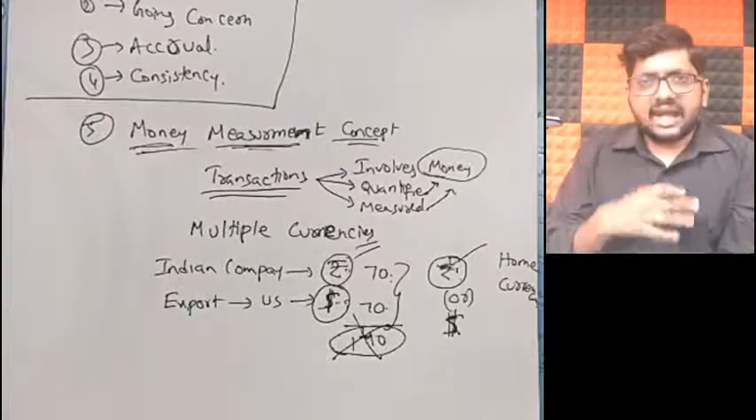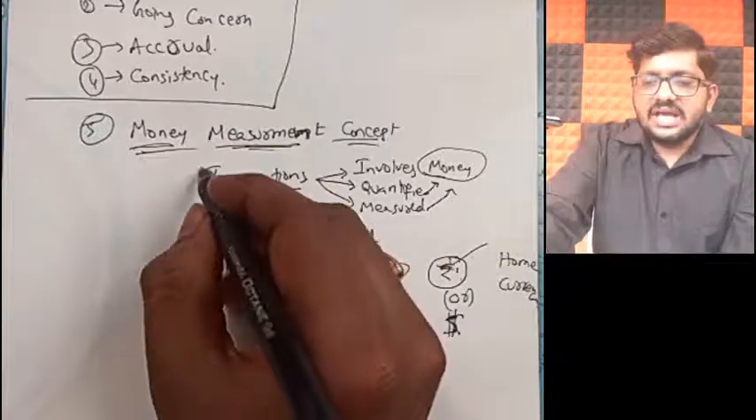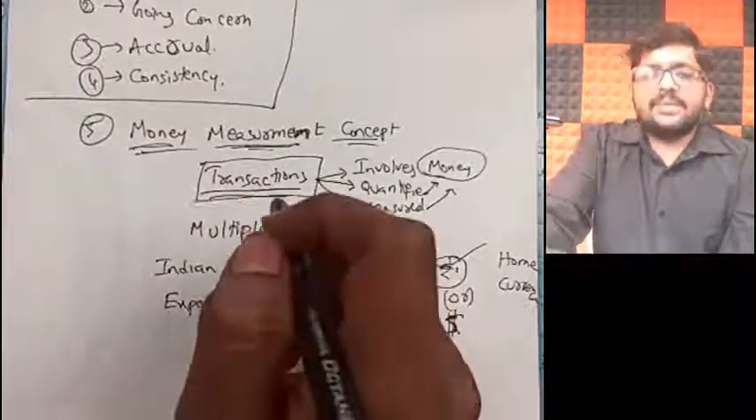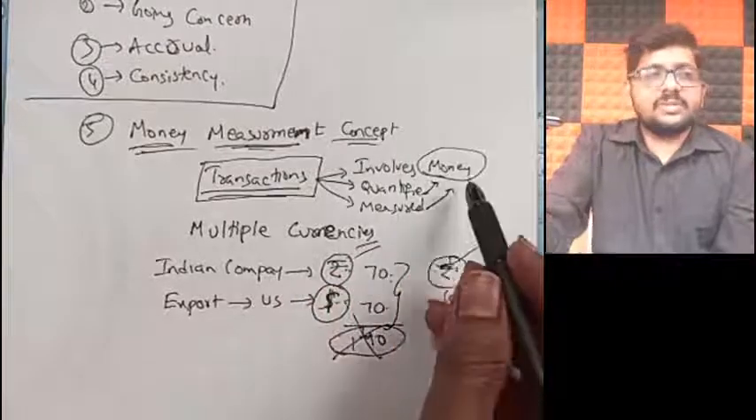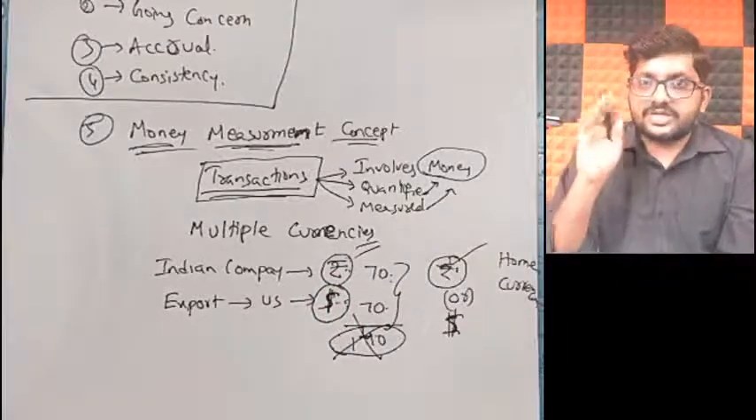Understanding, friends? So the first concept is that the transactions that are happening must be recorded. Transactions means those which involve money, which can be quantified or measured in terms of money. Only those are to be considered, is the first point.